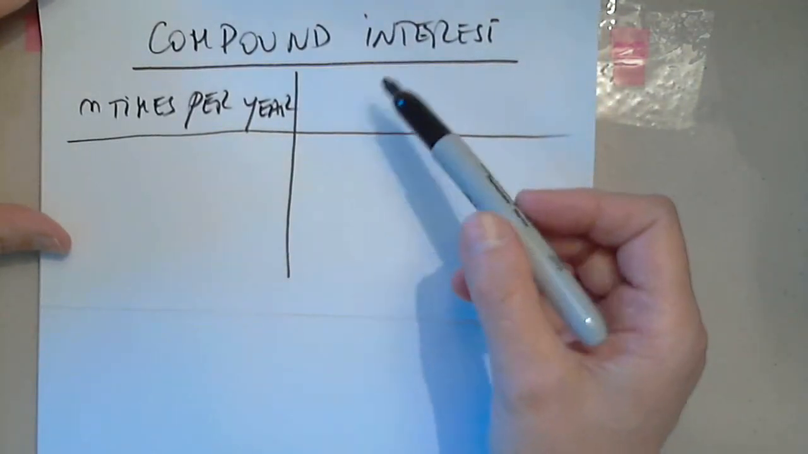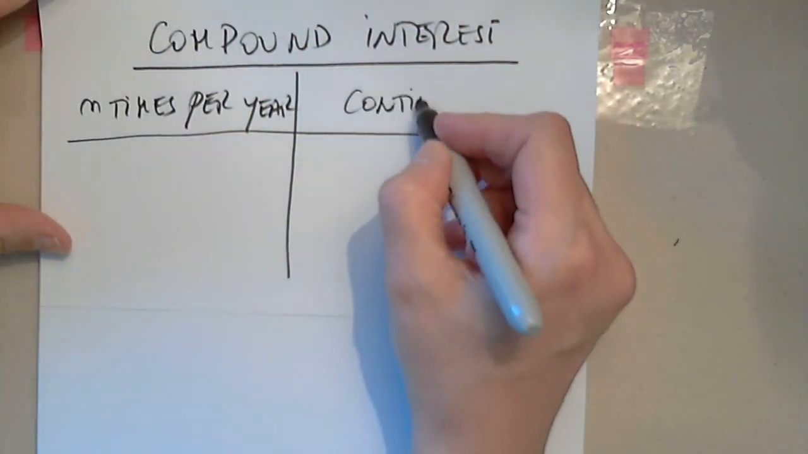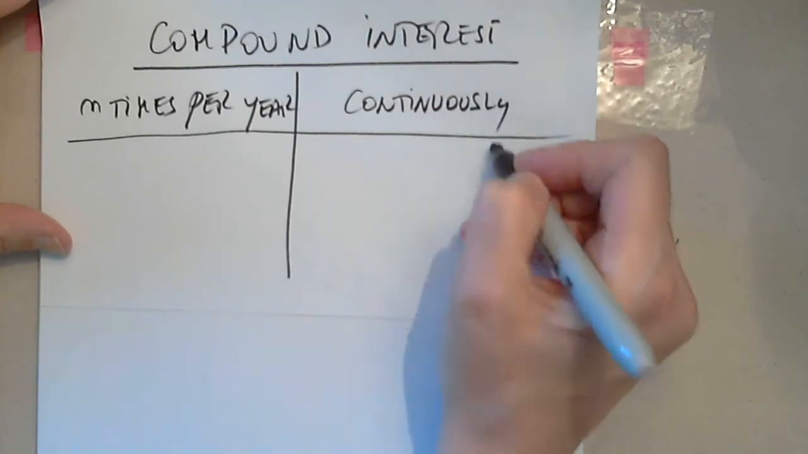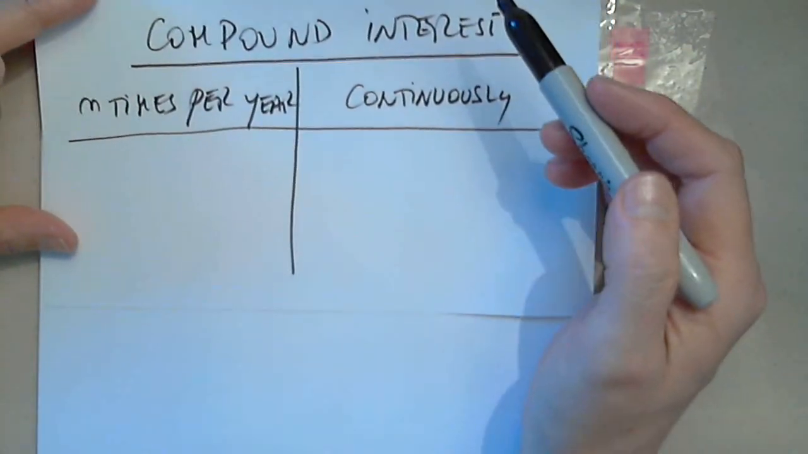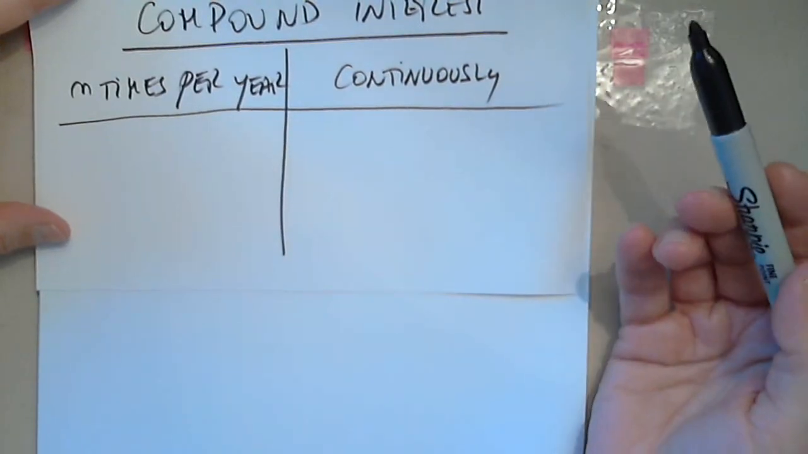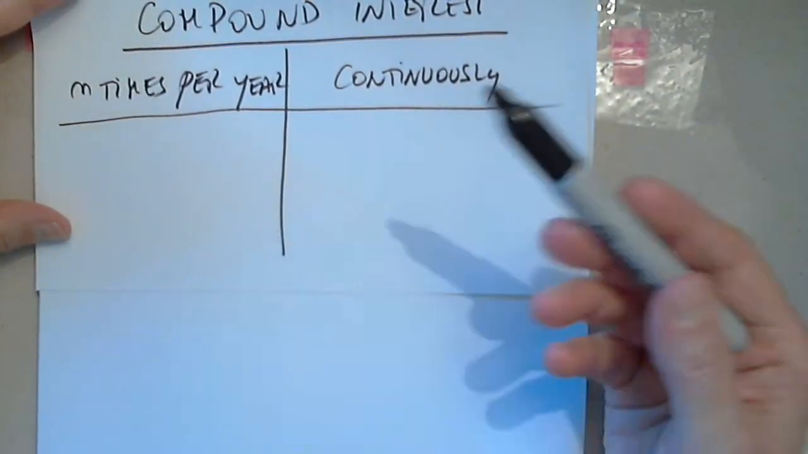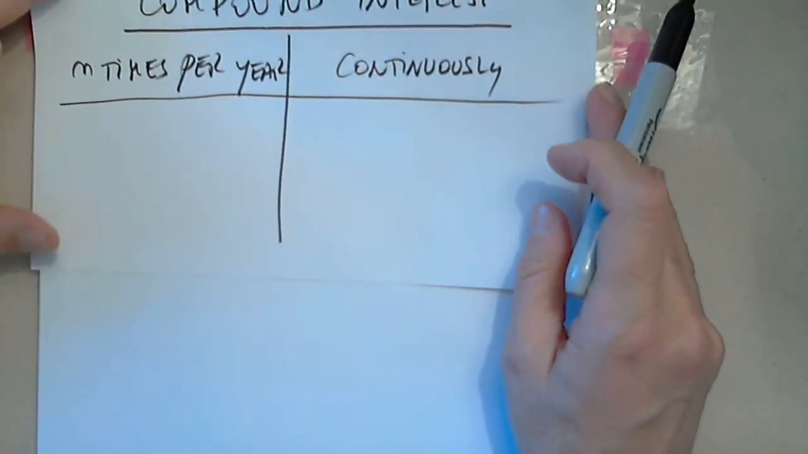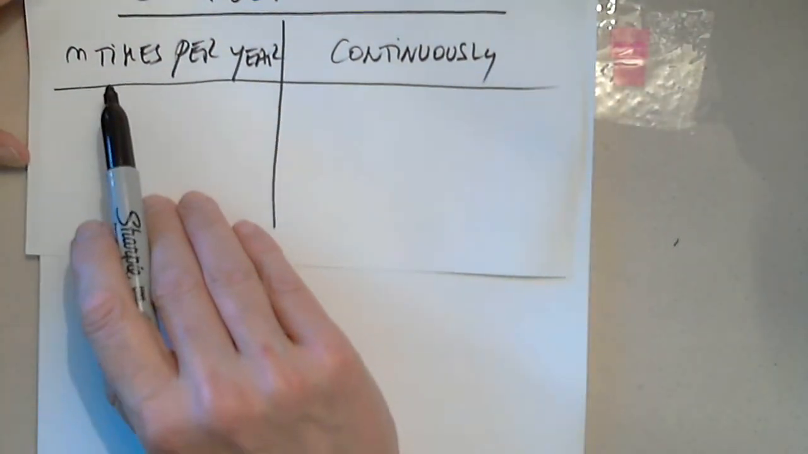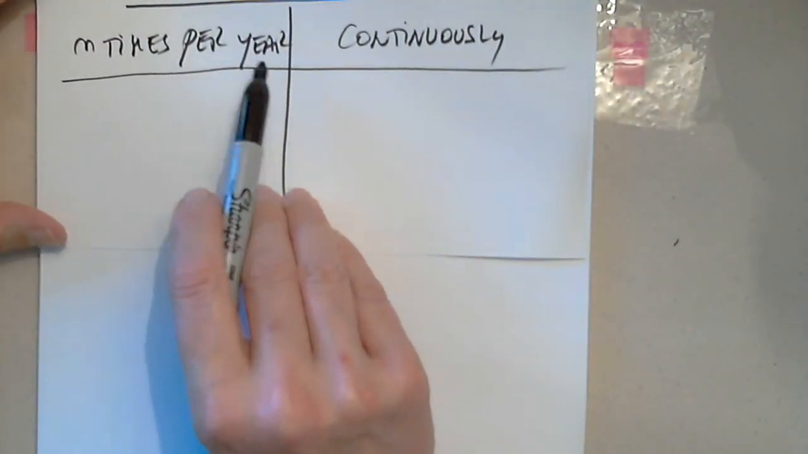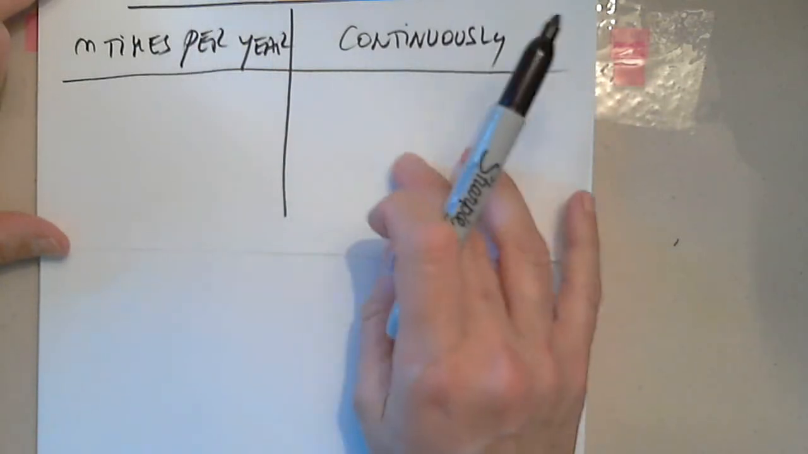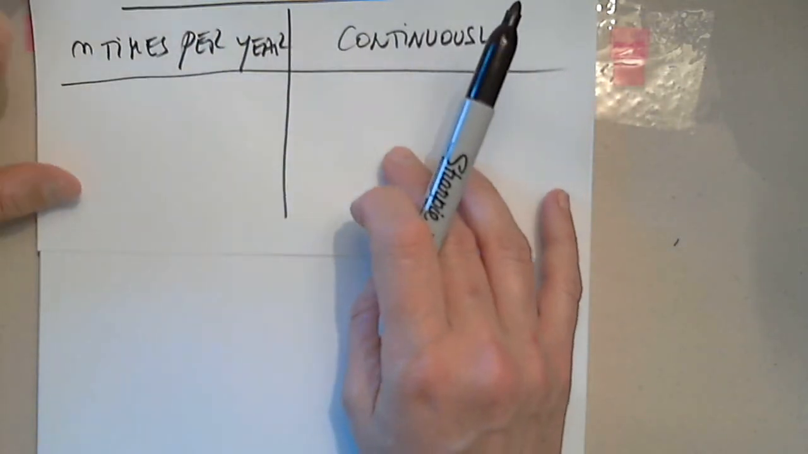So the other option is continuously. In other words, continuously means every second, it's recalculated and reinvested every second. Here it's calculated n times per year. There are two different formulas. You do not have to memorize them. They will be given in the problem for you.